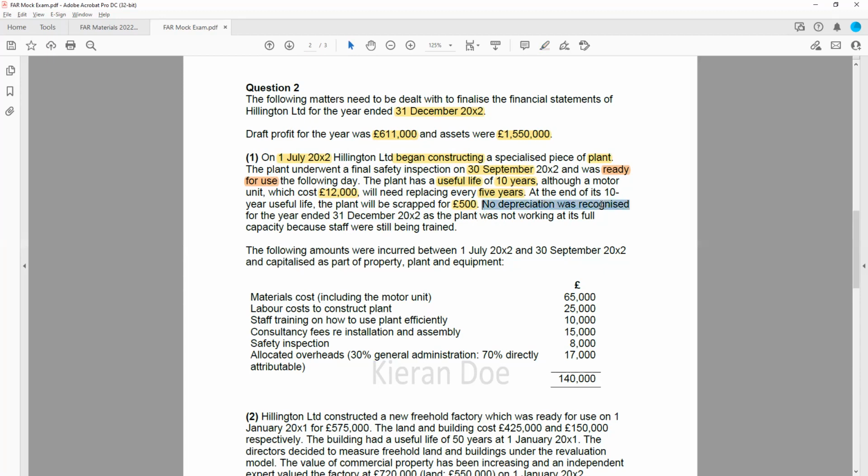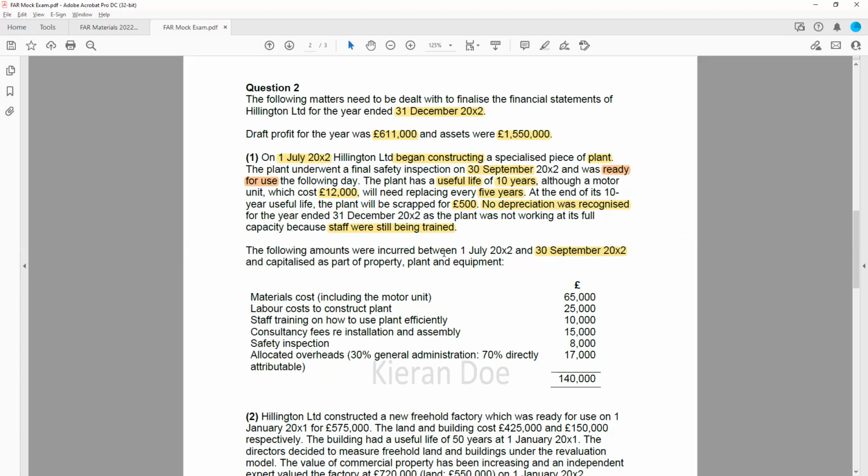So we're being told that they haven't recognised any depreciation on the basis that staff are still being trained, presumably on how to use it. However, we know that the asset is depreciated when it's ready for use. So it's quite often that they've made some mistakes in the accounting treatment. So the following amounts were incurred between the 1st of July X2 and the 30th of September X2. So that's when they started building it. This is when it's ready for use. So up until the point it was ready for use, the following amounts were incurred.